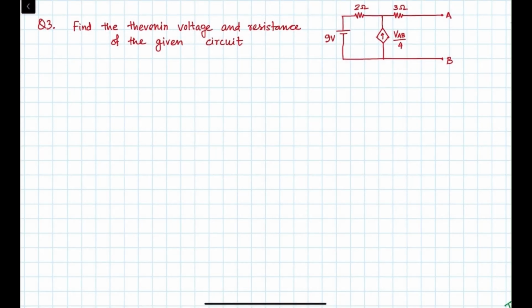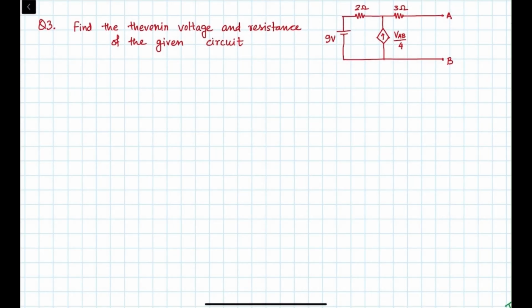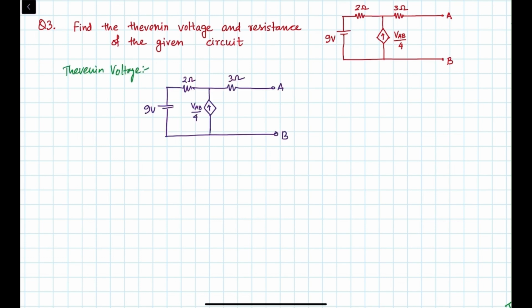So coming back to the problem, here as you see we have a dependent source, that is VAB upon 4, that is a dependent current source, right? And we have an independent voltage source of 9 volt. So let's first find the Thevenin voltage. So this is our circuit. Now in this part of the circuit, will there be any current? No, because this side is open circuit.